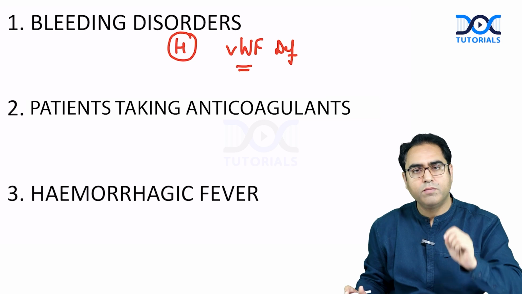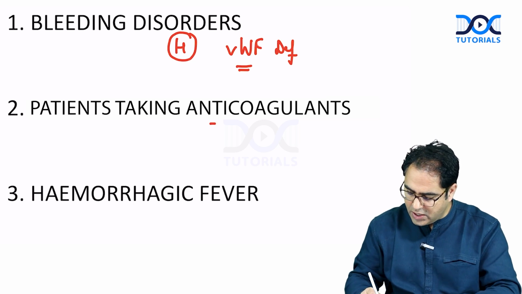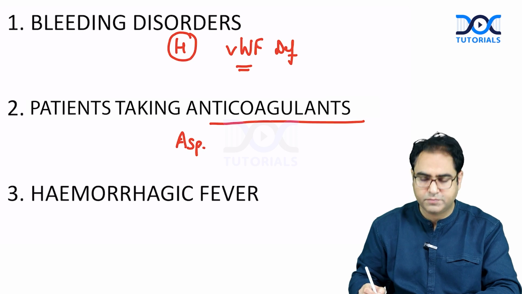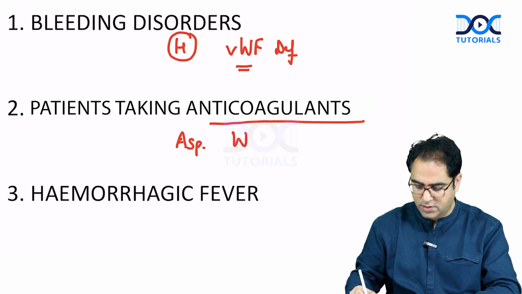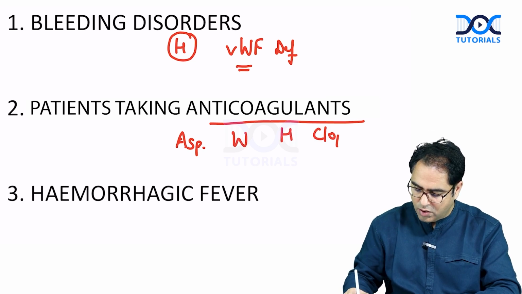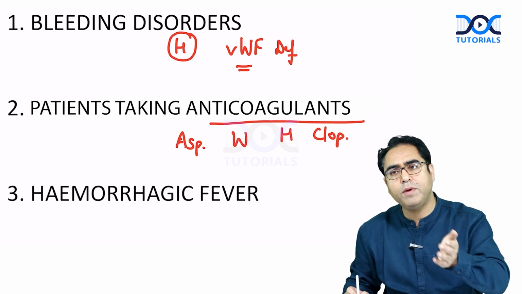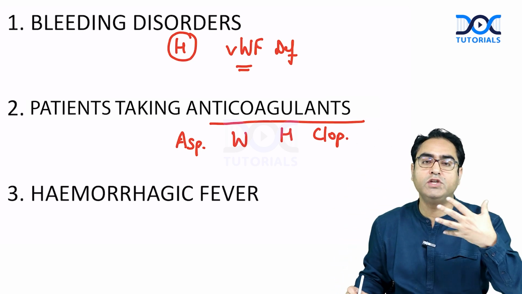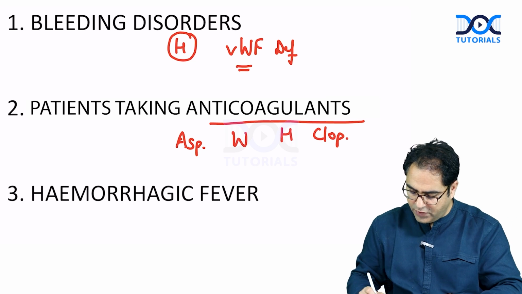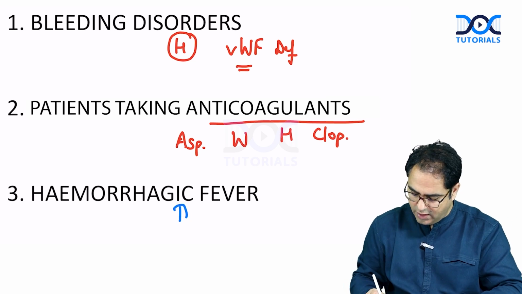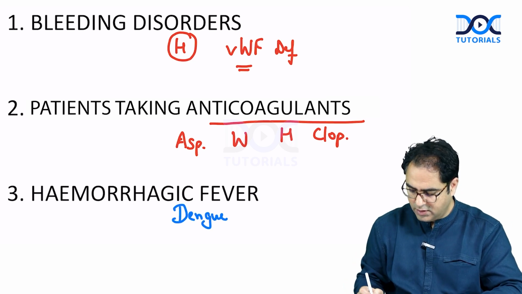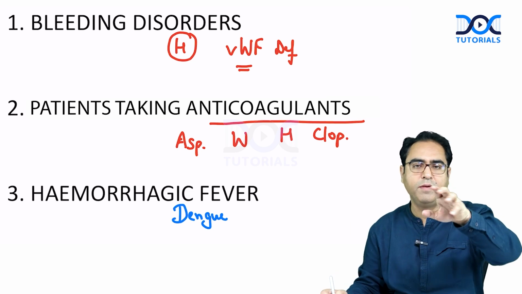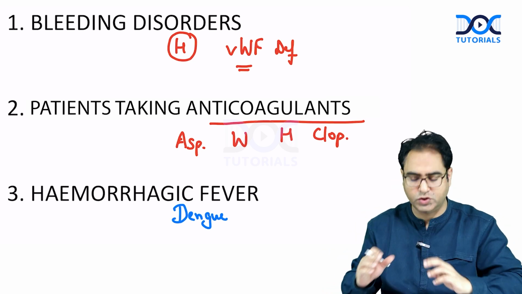Okay, so bleeding disorder. Number 2, patient taking anticoagulant drugs. A lot of people are taking aspirin nowadays, warfarin, heparin, or clopidogrel. A lot of people are taking anticoagulant drugs for some other reason, and they can also have epistaxis because of deranged coagulation profile. Hemorrhagic fever like dengue, dengue leading to thrombocytopenia, that can also. So think about systemic conditions which can be linked with the epistaxis. They can mix and match and make a question.